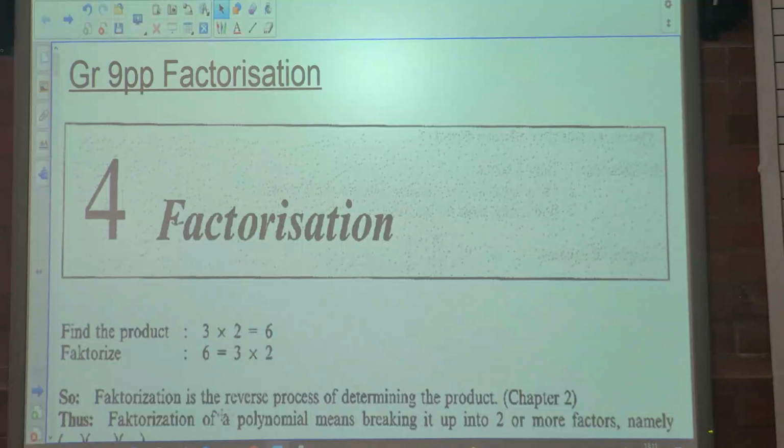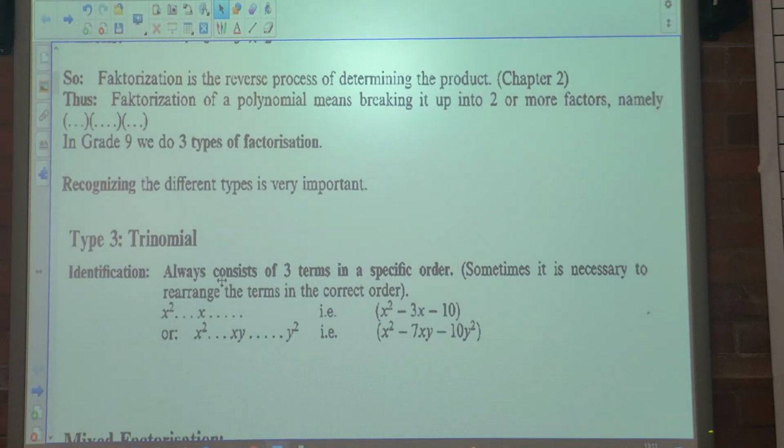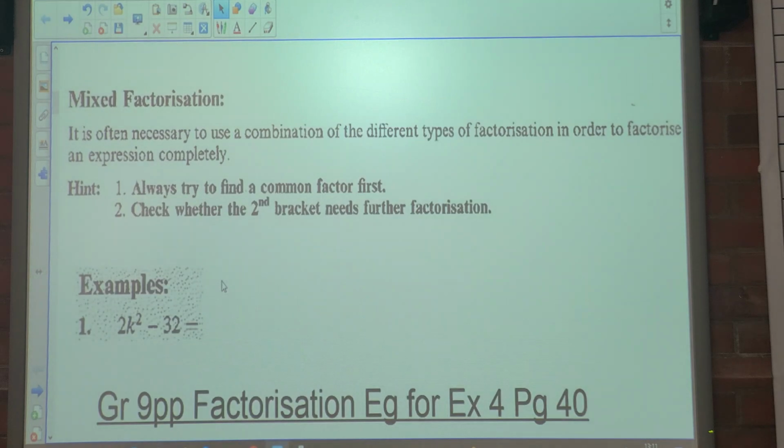Okay, good afternoon, class. So today we're looking at factorization. We're looking at the examples for exercise 4. So we're looking at mixed factorization. It is often necessary to use a combination of different types of factorization in order to factorize an expression completely.